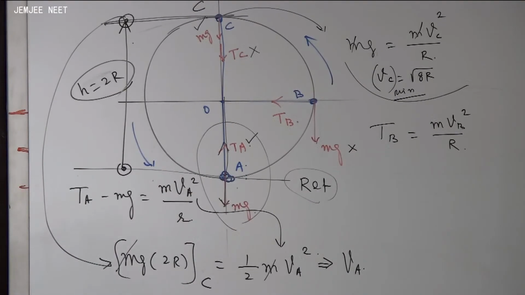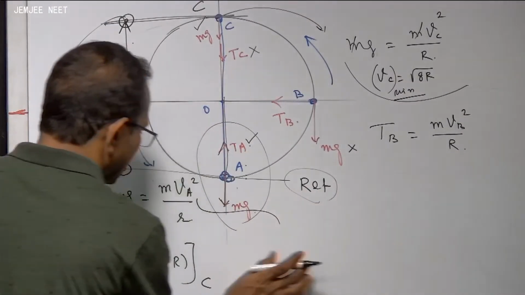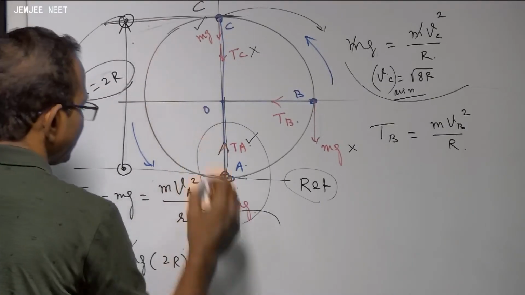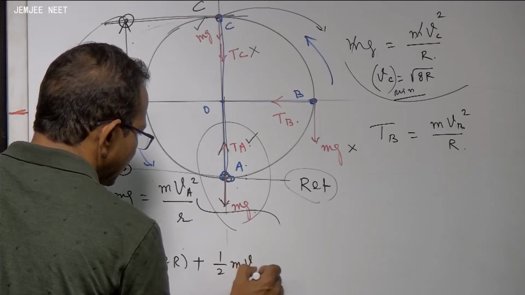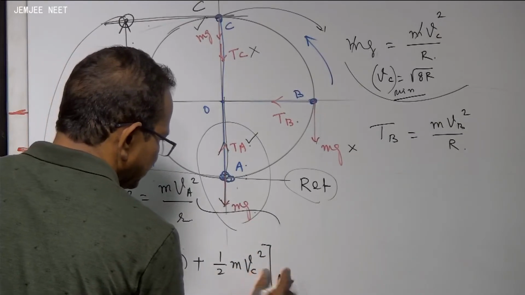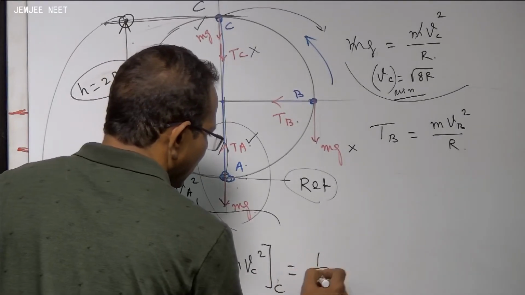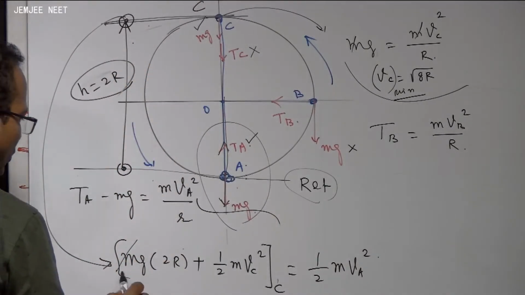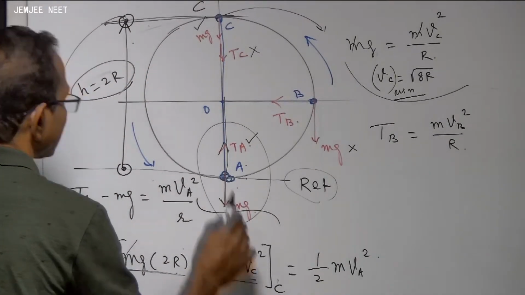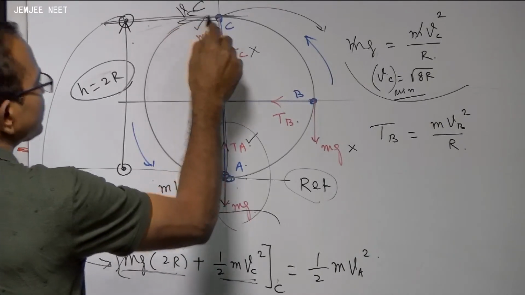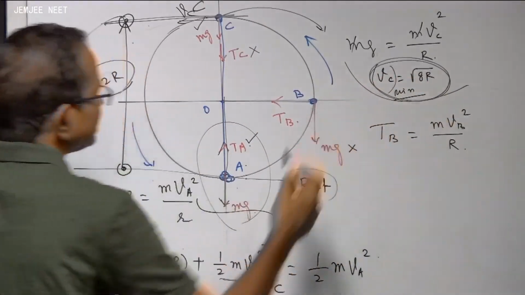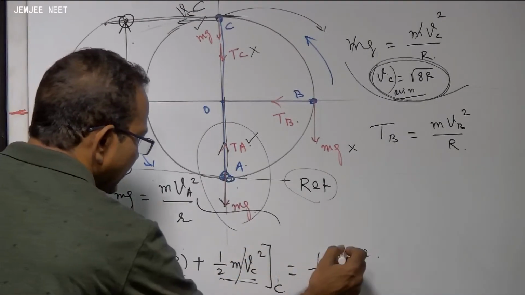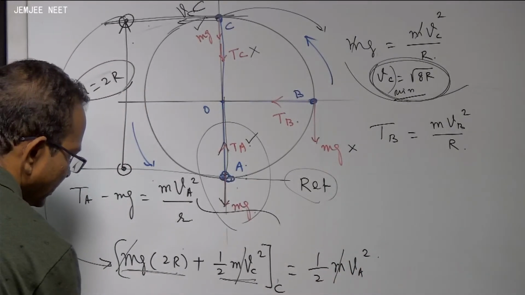What mistake have we made here? At point C, this is potential energy, and at this place there is kinetic energy, half m vc square, which equals half m va square. In the previous case I took only potential energy and forgot to take kinetic energy. But here the body has kinetic energy also. If you take all this into account, m gets cancelled. When you take LCM, it is 4gr.